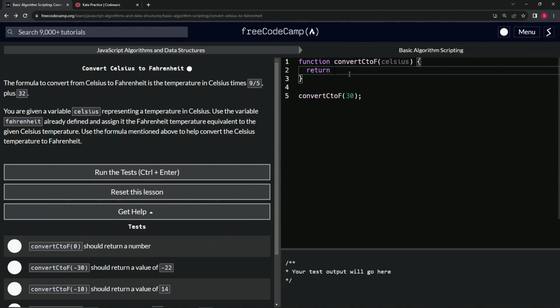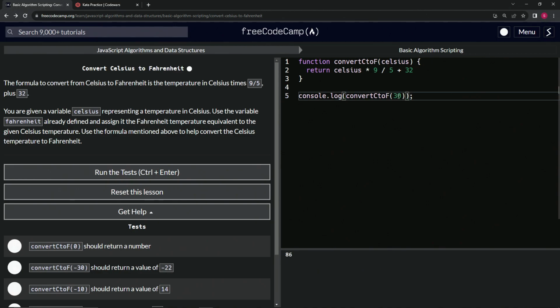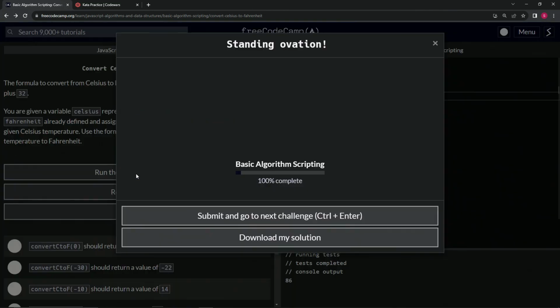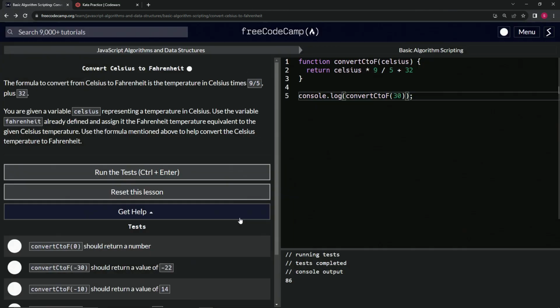So what we're going to do here is say return Celsius times 9 divided by 5 plus 32. So this exact formula right here. And let's wrap this convertCtoF in parentheses and say console.log, and you'll see it says 86. So 30 degrees Celsius equals 86 degrees Fahrenheit. So let's run the test. Looks good. And submit it.